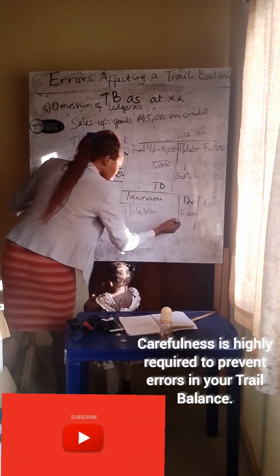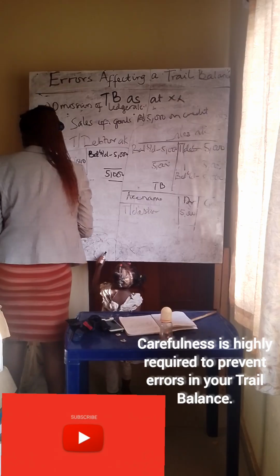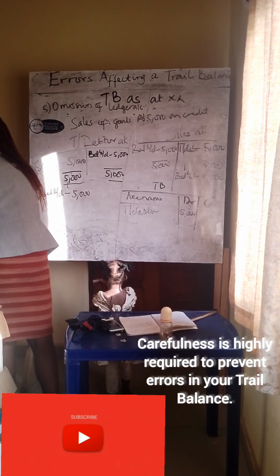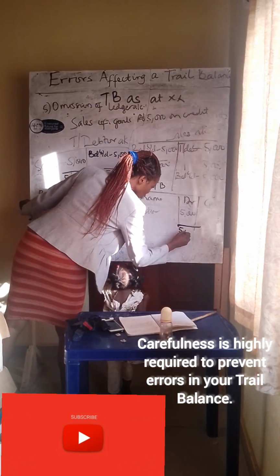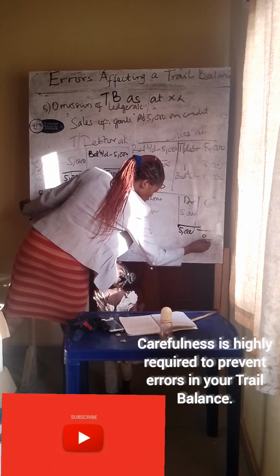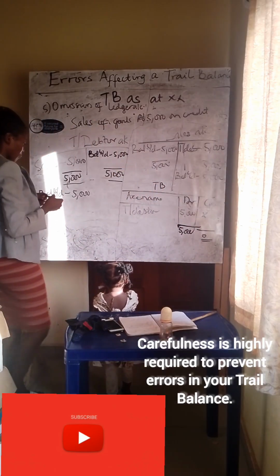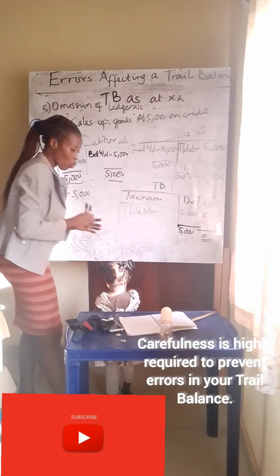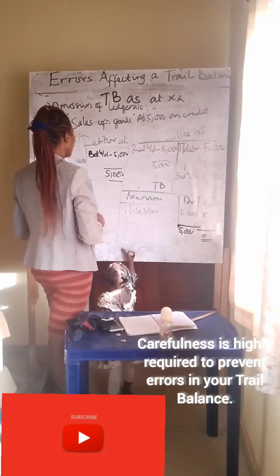We have zero there. Why? Because we did not post a second leg. Are we together? So these are the errors that would occur and will prevent your account from balancing. And so, like I have been saying, once you are doing a transaction, you should, as much as possible, ensure that you're very careful. If you're careful, you'll avoid mistakes.